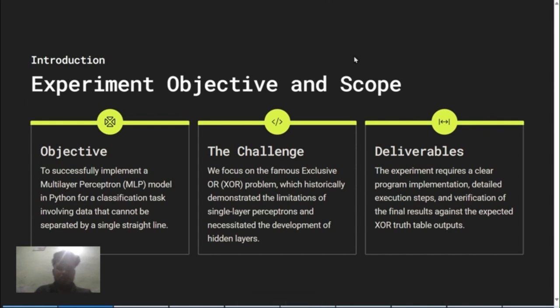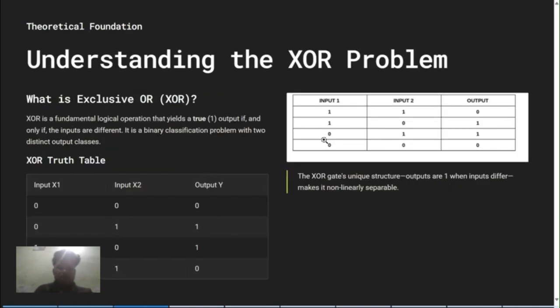Okay, let's see the next, understanding the XOR problem. XOR is a fundamental logical operation that yields a true output if and only if the inputs are different. Like see the truth table. If input A and input B are 0 0, the output will be 0. If input A and input B are 0 and 1, the output will be 1. Same as 1 0, it will be 1, and 1 1 means it is 0.